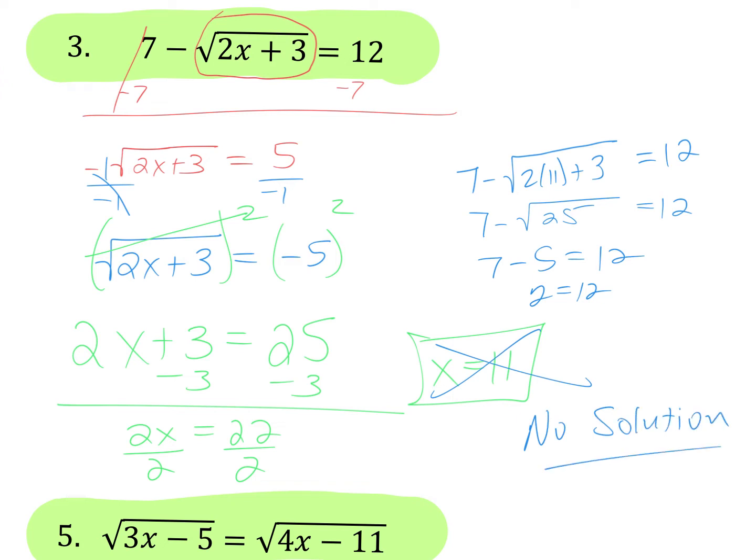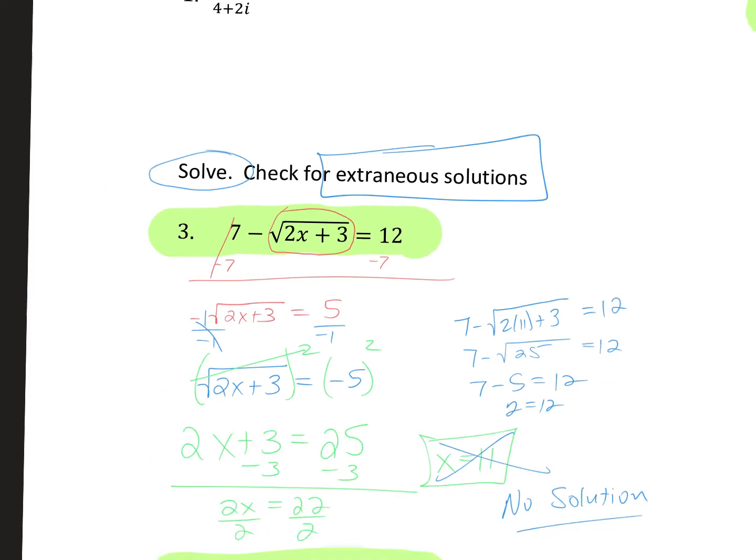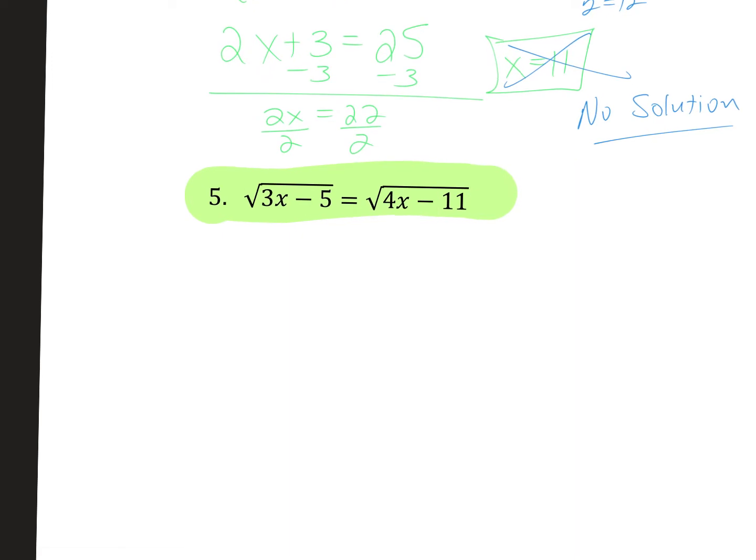It's not x equals 11. Just because algebraically something worked out, you have to go back and check. Extraneous. It's going to say it right here. See in the directions how it says extraneous solutions? That's when those are extra. They don't work.